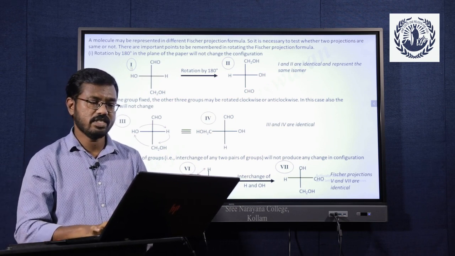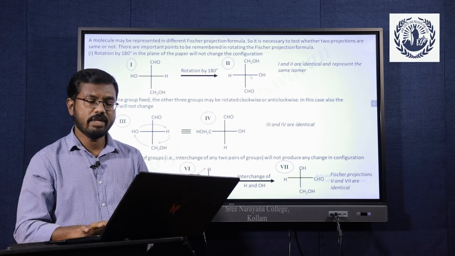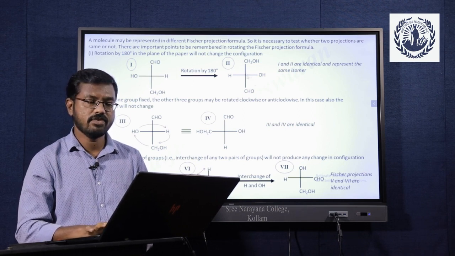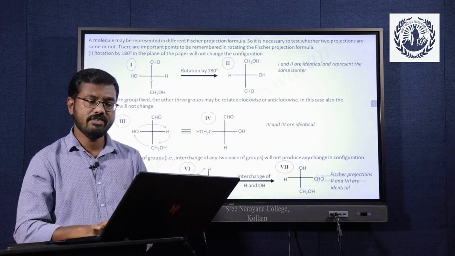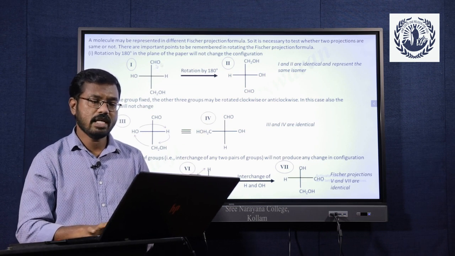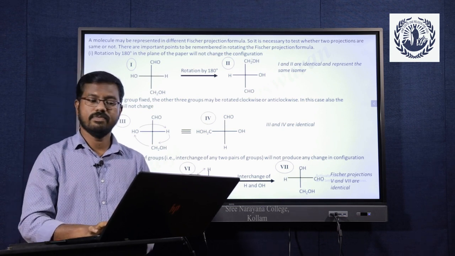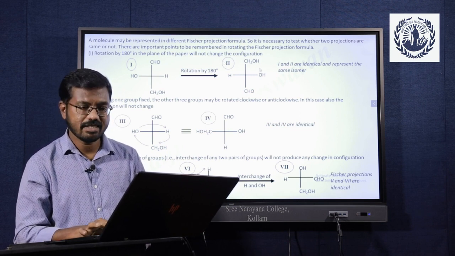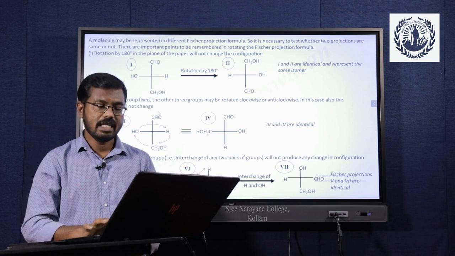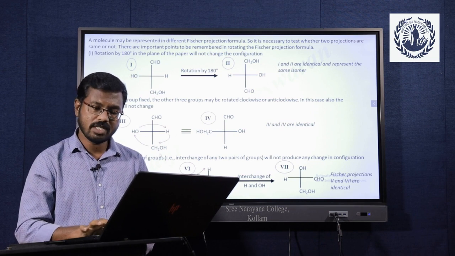If you see the first structure, okay, the vertical line H and OH, when we rotate by 180 degrees, the H will come in the place of OH and OH will come in the place of H. Similarly, if you rotate the vertical line, the CHO will come in the place of CH2OH and CH2OH will go to the place of CHO. Okay. So, here the structures 1 and 2 are identical structures. The next method is to keep one group fixed and rotate the other 3 groups in a clockwise or anti-clockwise direction.